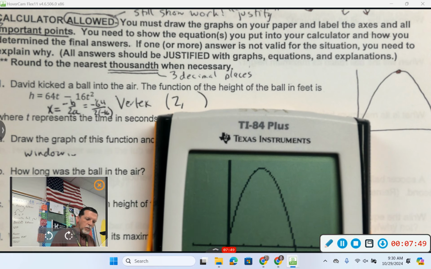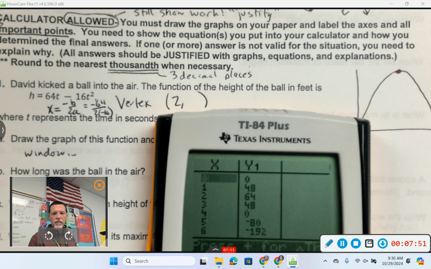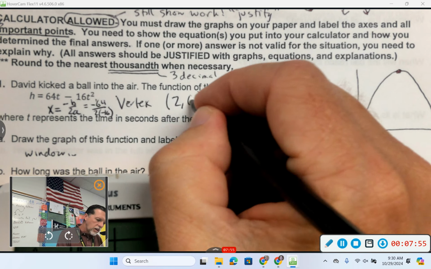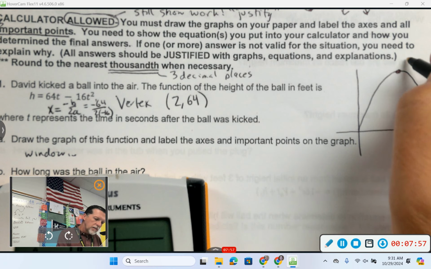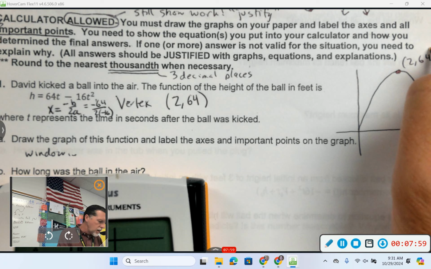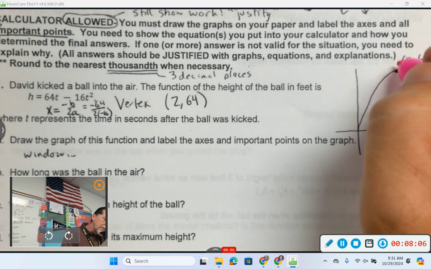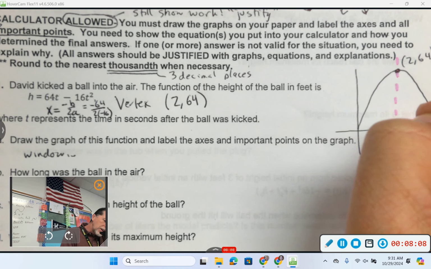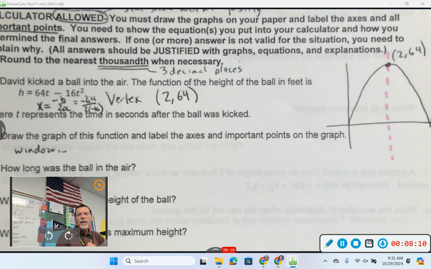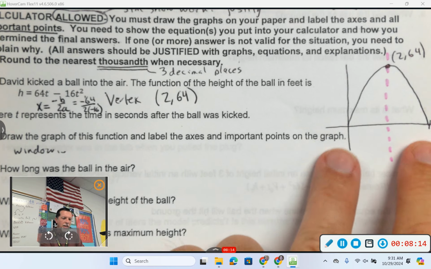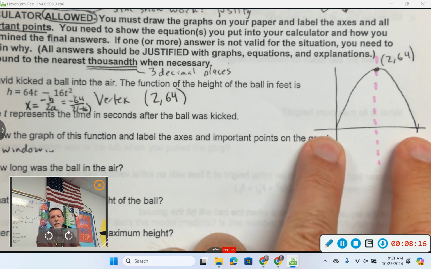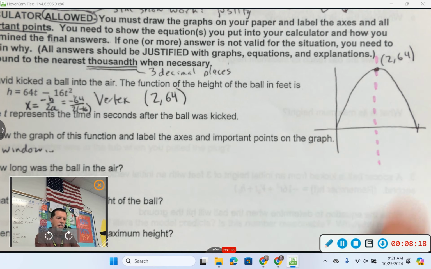For a nice even point like that, I might go to the table and hope that it's there. 2 comma 64. So there's my vertex. I don't have to draw the axis of symmetry, but it might help. It might help me remember that the thing is symmetric, which means if I can find one of the x-intercepts, I can kind of mirror it and find the other one.